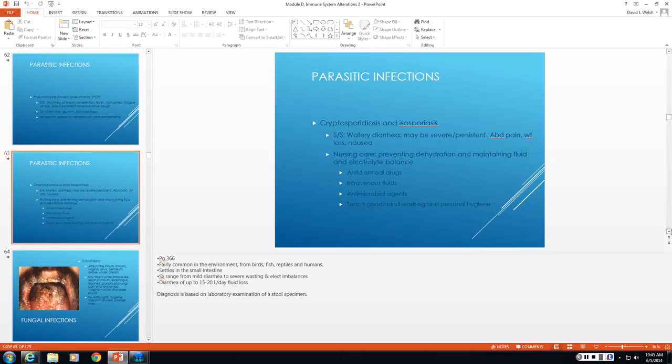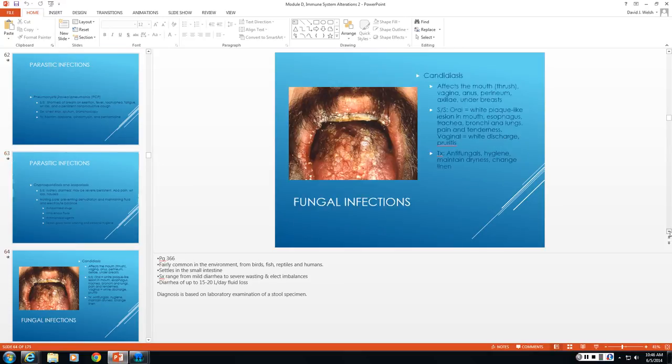Like we said, the symptoms range from mild diarrhea to severe wasting and electrolyte imbalances. Diarrhea of up to 15 to 20 liters a day, fluid loss. This is what it's going to cause. So diagnosis is based on laboratory examination of a stool specimen. Nursing care for this is you're going to try to prevent dehydration and maintain their fluid and electrolyte balance. You're going to use antidiarrheal drugs, intravenous fluids, antimicrobial agents, and you're going to teach good hand hygiene and personal hygiene.